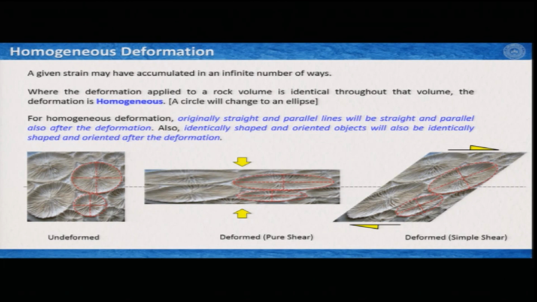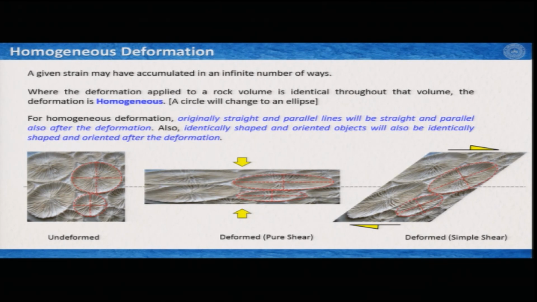So, in a body, strain can be accumulated due to application of external force in many different ways. But where the deformation applied to a rock volume is identical throughout the rock volume, then the deformation is known as homogeneous deformation.